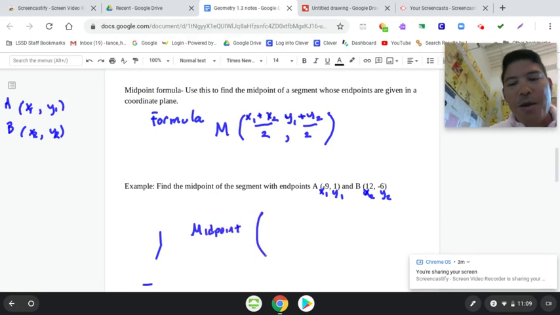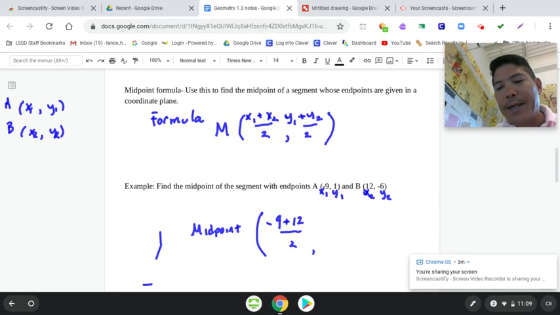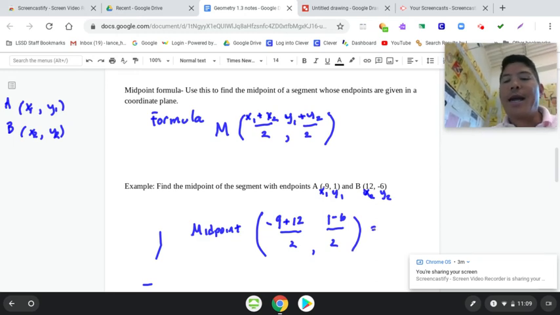you might be able to do certain things in your head, but x sub 1 plus x sub 2, so -9 plus 12 divided by 2. That's going to be the x coordinate of the midpoint. We'll calculate that in a second. The y coordinate, y sub 1, 1 plus y sub 2, plus -6, so same as -6, over 2. And that's going to be the midpoint between those 2 points. So -9 plus 12, 3 divided by 2, either 3 halves or 1 1/2. And then y sub 1, 1 plus y sub 2, -6, so 1 minus 6, -5 divided by 2, -2 1/2.